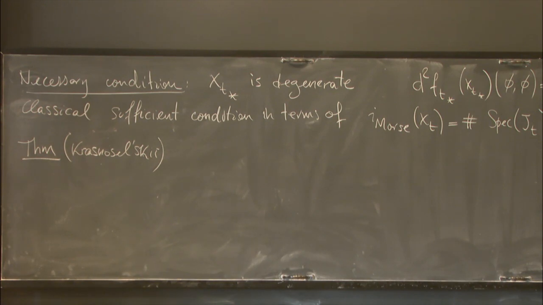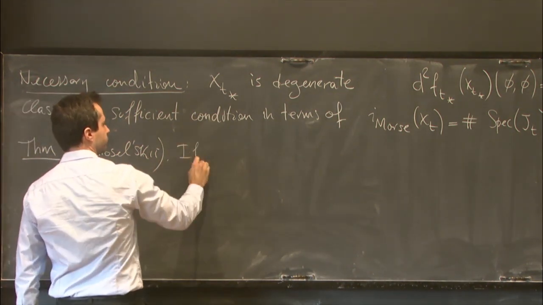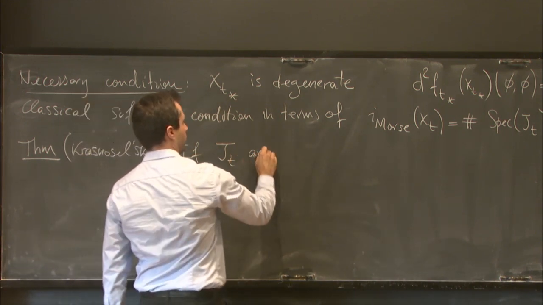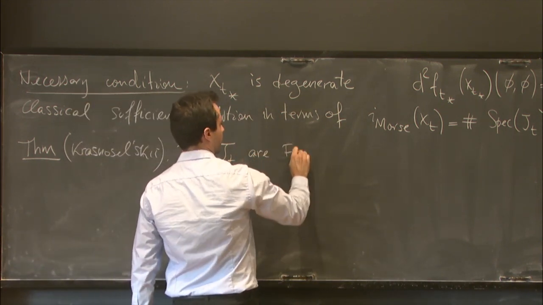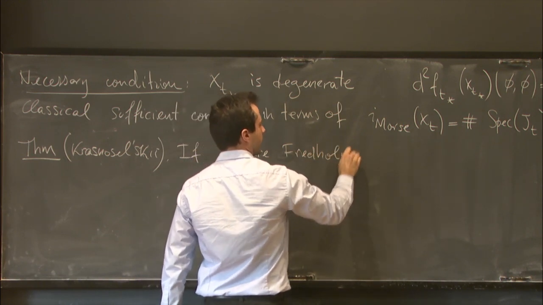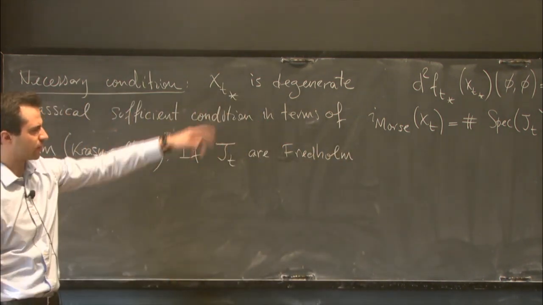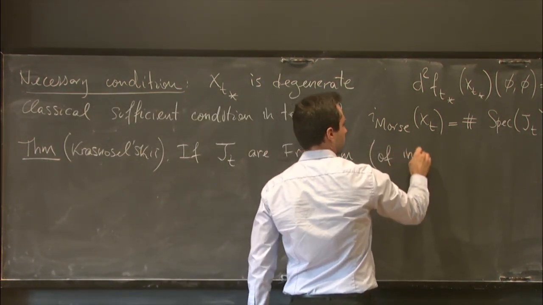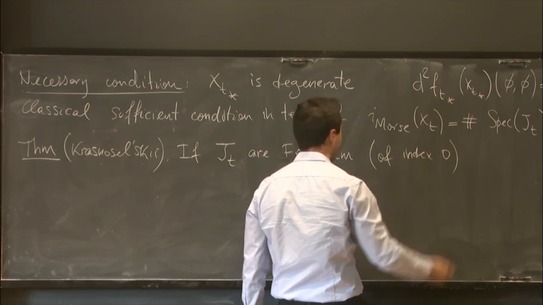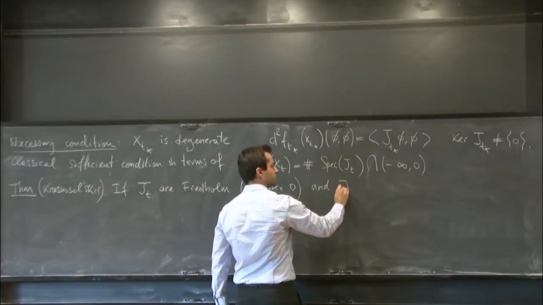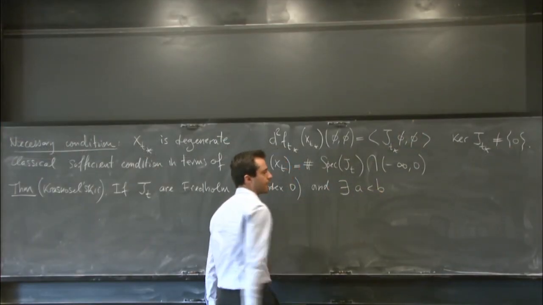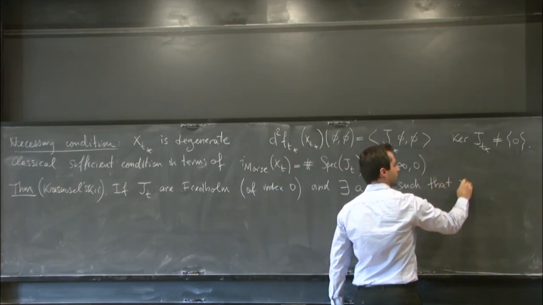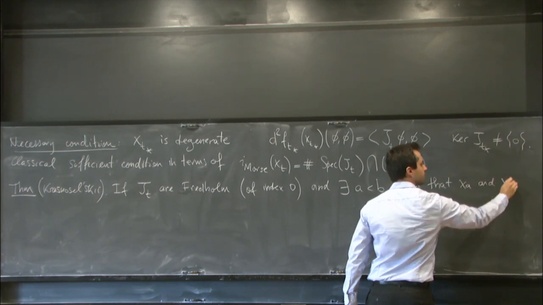And it states that if the Jacobi operators are Fredholm of index 0, or Fredholm, it's actually representing a symmetric operator. So if it's Fredholm, it's automatically of index 0 in this case. And if there exist two points, let's say A and B, such that XA and XB.